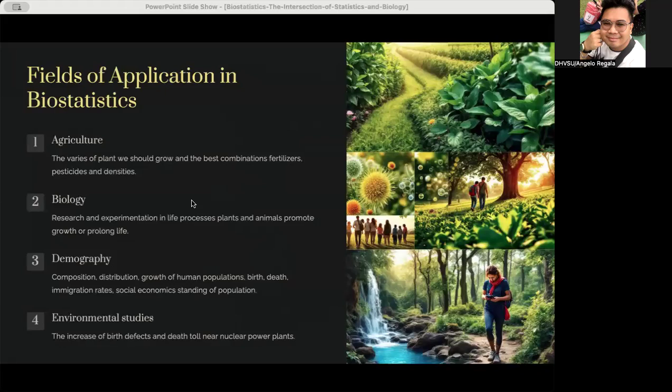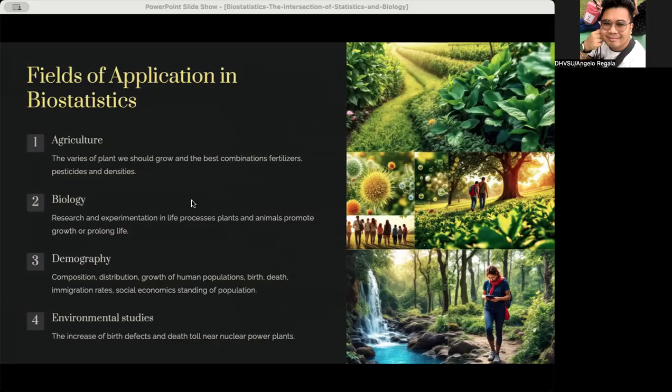In biology, we do a lot of research and experiments, like on life processes of plants and even animals, how these creatures, plants and animals, grow. And by understanding their chemical components and their needs, we would be able to understand how to prolong life.